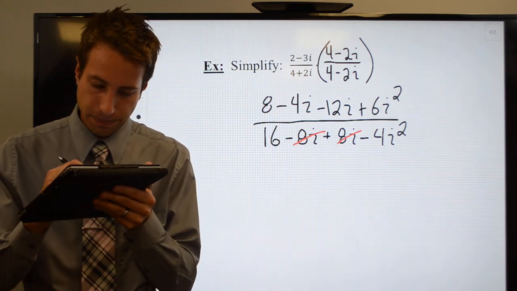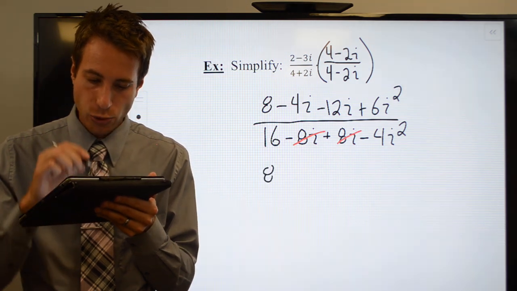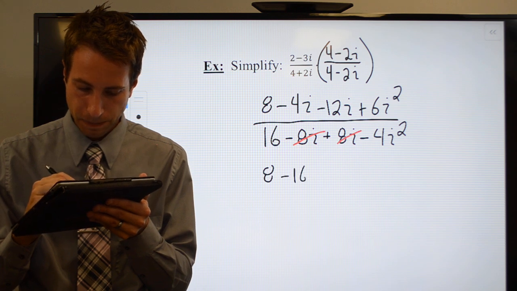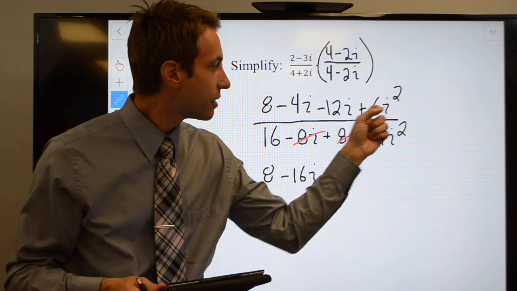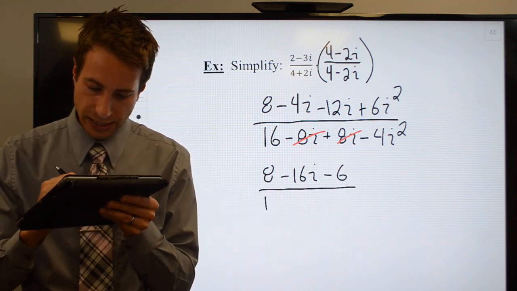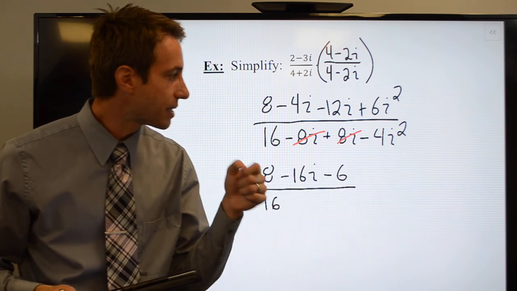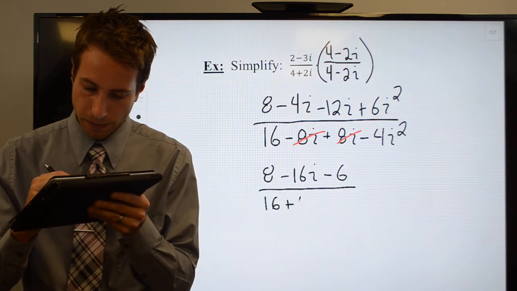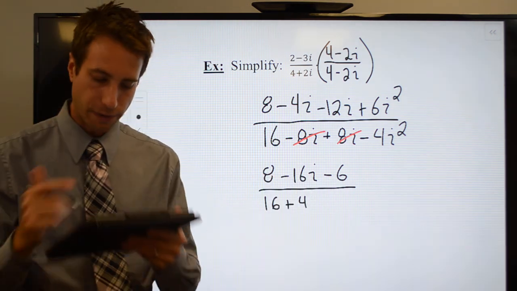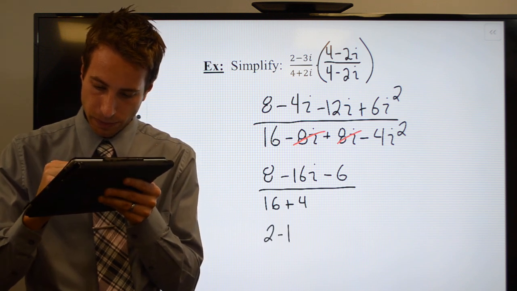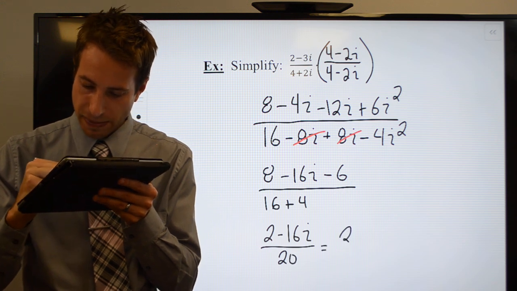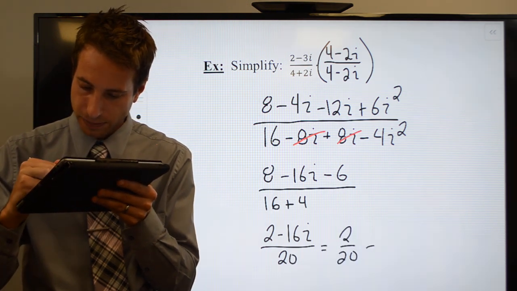Combine like terms in the top. Minus 12 and a minus 4 should be a minus 16. A positive 6 times a negative 1 would be a minus 6. In the bottom, I have 16. A negative 4 times a negative 1 would be a positive 4. Okay, I got a positive 8 and a negative 6, which leaves me with a positive 2, all over 20. I'm definitely going to be able to reduce that.